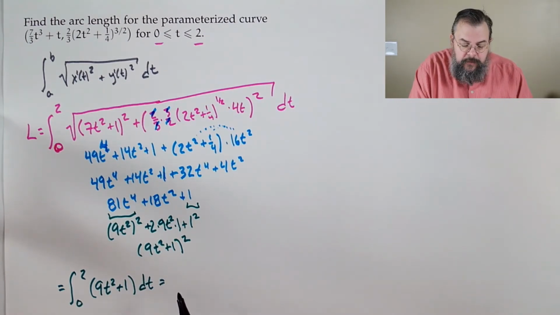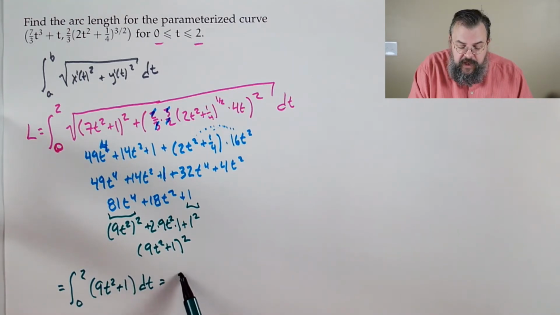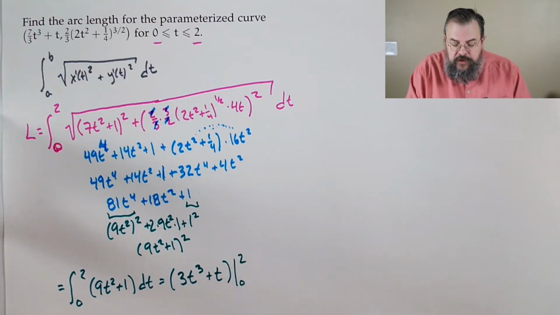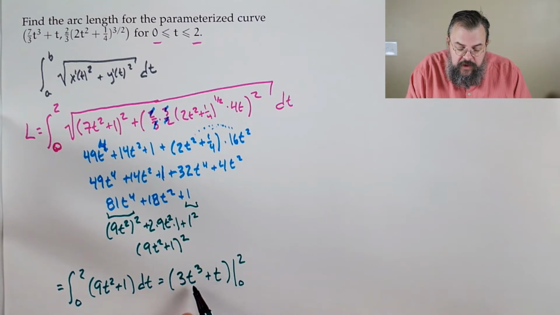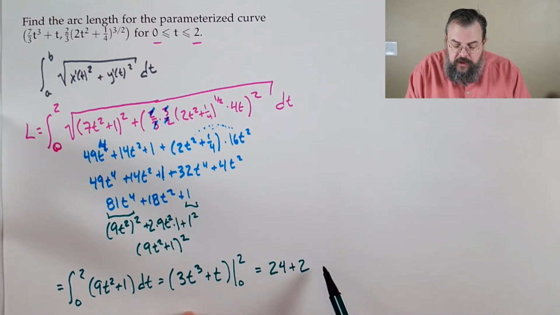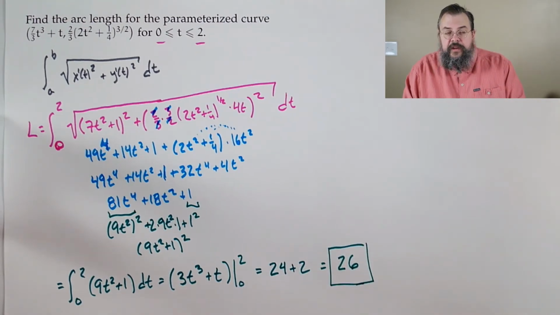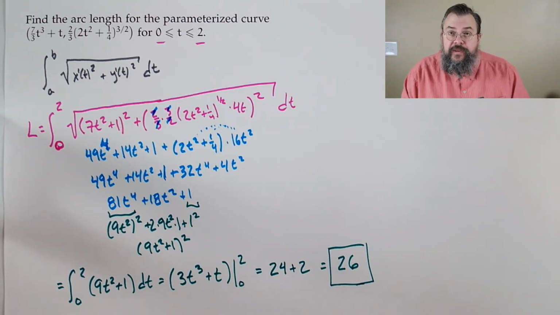The integral of 9t squared, well, you add 1 to the power, so that would be t cubed, divided by 3. So that would be 3t cubed plus the integral of 1, which is t. Go from 0 to 2. When you plug in 0, you get 0. Plug in 2: 2 cubed is 8 times 3, that would be 24, plus 2, giving us 26. And that says that the length of our curve from time 0 to time 2 is 26.